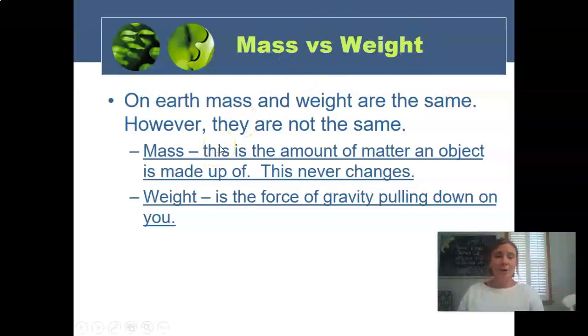Once again, our mass stays the same, but our weight can vary a little bit because the gravitational pull of those different objects changes. And so mass is the amount of matter an object is made up of, and it never changes. So it's all the particles and the atoms and everything that gravity is pushing on, it stays the same. However, your weight is just dependent on gravitational forces. And we can even see that slightly change here on Earth.